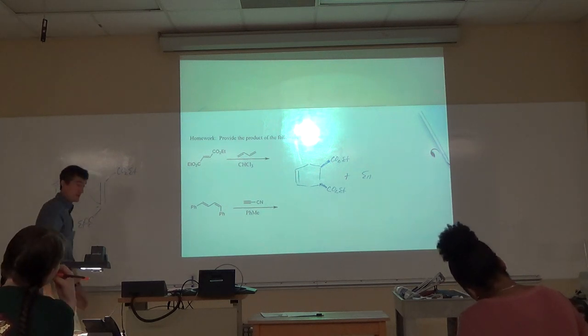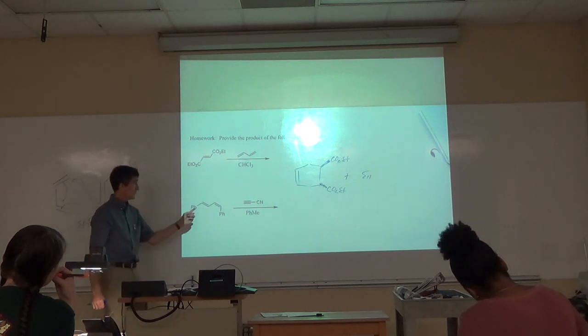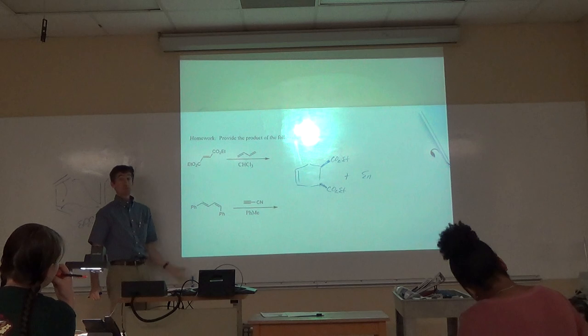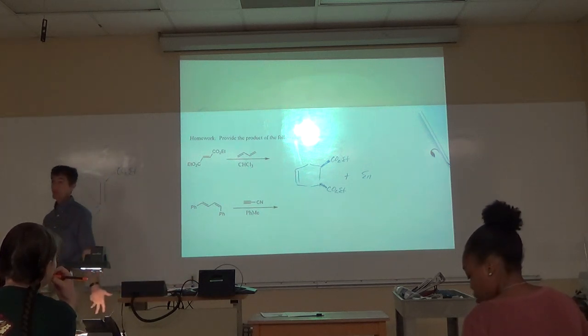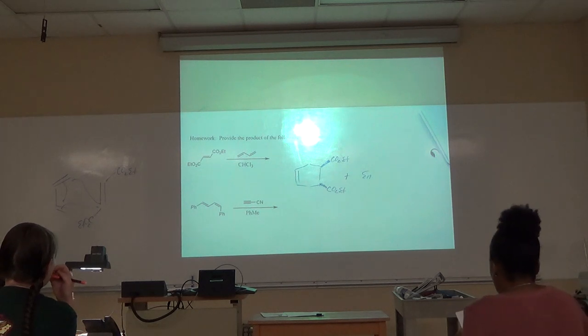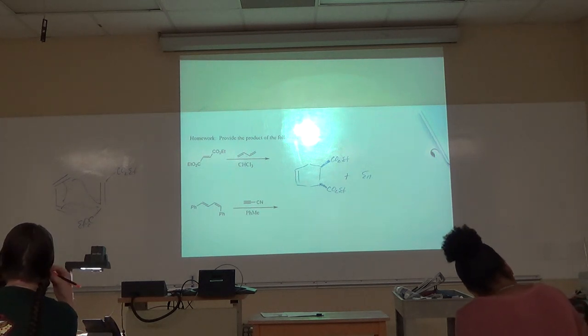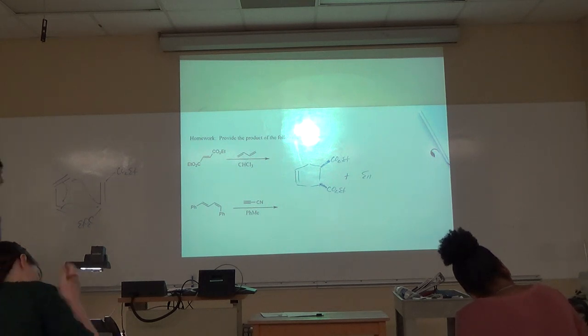Is it a Diels Alder? What else could it be? Is it a substitution reaction, like an SN2? I don't see a leaving group or a traditional nucleophile. No, it ain't an SN2 or SN1. What is it? It's a Diels Alder because I recognize I got a diene and I got something that could be a dienophile. Yeah, you got to recognize that.